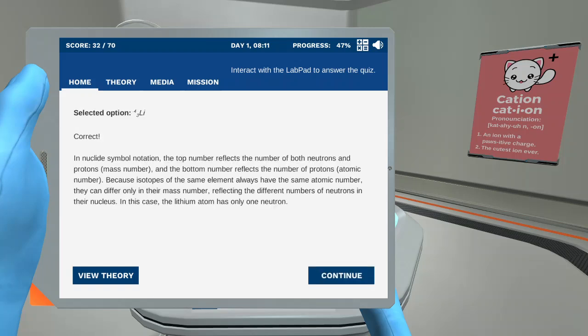Correct. In nuclide symbol notation, the top number reflects the number of both neutrons and protons, and the bottom number reflects the number of protons. Because isotopes of the same element always have the same atomic number, they can differ only in their mass number, reflecting the different numbers of neutrons in their nucleus. In this case, the lithium atom has only one neutron.